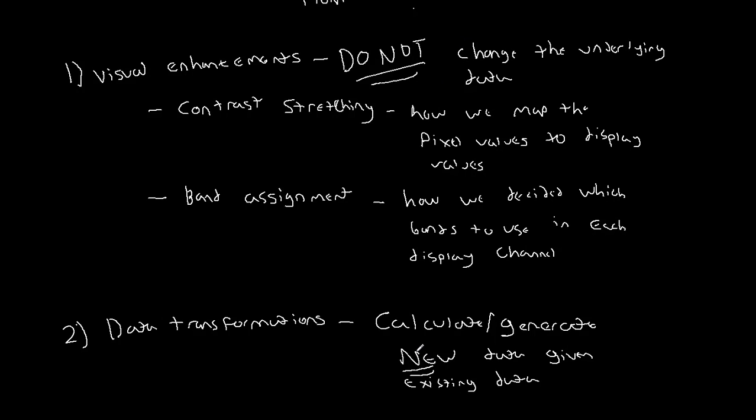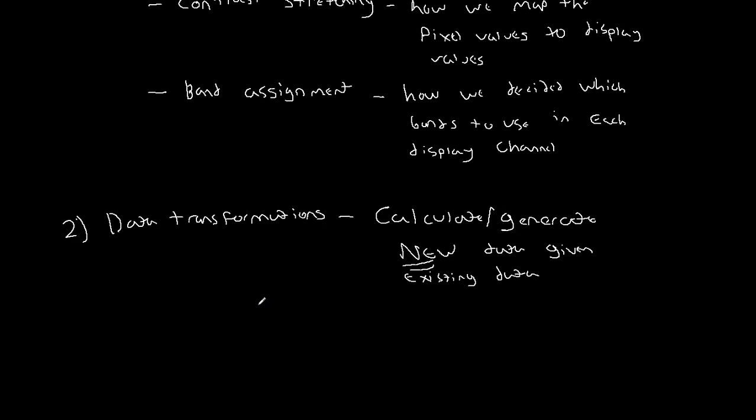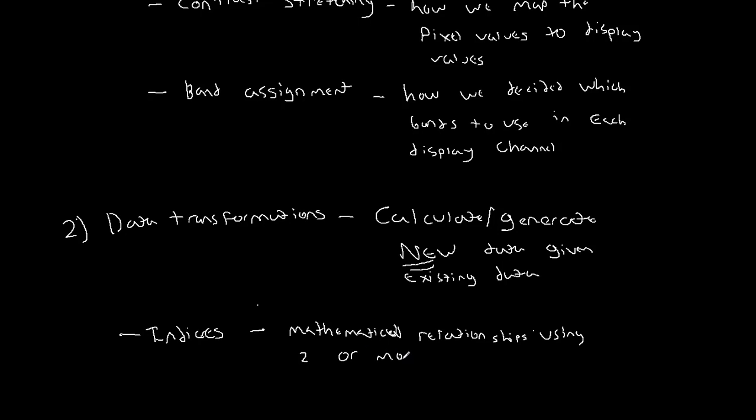And one of the examples that we're going to talk about, and probably one of the most common examples of this, are indices. And indices are just mathematical relationships using two or more bands. And again, we're going to go through a couple of examples of indices in another video.